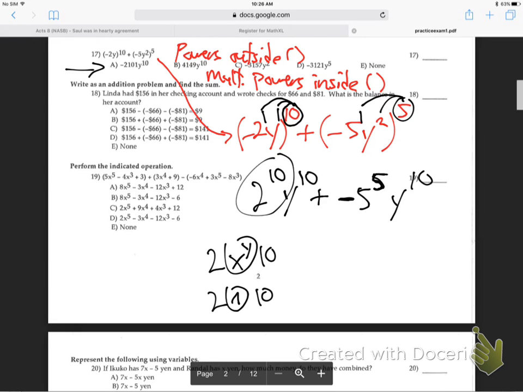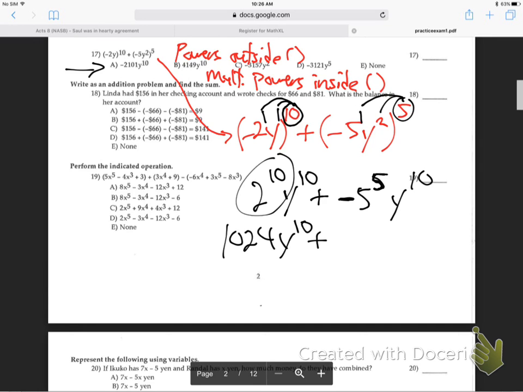Oh, you're right, you're right. So 2 to the power, and then 10, enter. There it is. Yeah, you guys getting it? 1024. The answer should be 1024. So 1024 y to the 10th, plus minus, and the same thing.